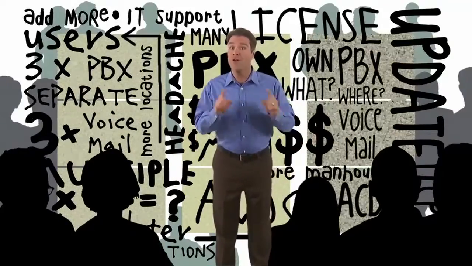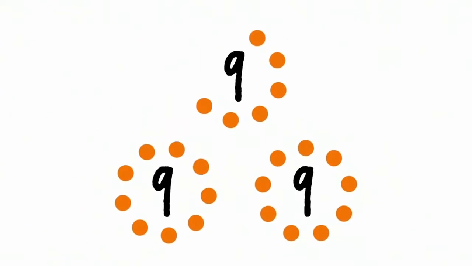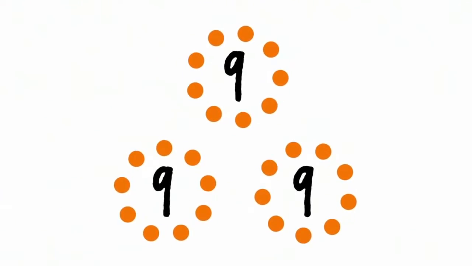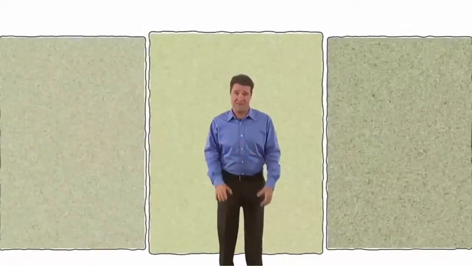people to support it. Which means 9 things to update when you add a user, 9 sets of licenses, 9 kinds of headache. And that's just for 3 sites. Imagine if you had 12 or 20, and that's only for IT. Users don't have it much better.